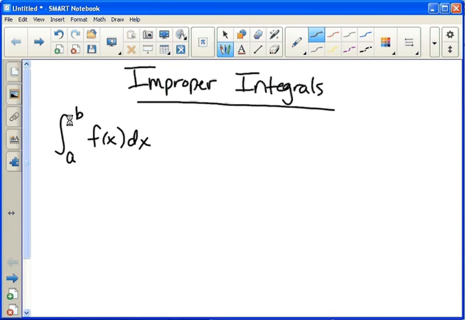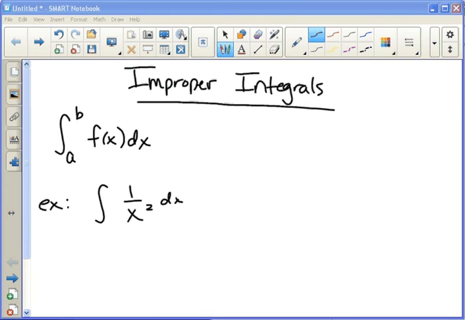So let's consider 1 over x squared. So let's say we want to do the integral of 1 over x squared. I'm going to pull it up so we can look at the graph.